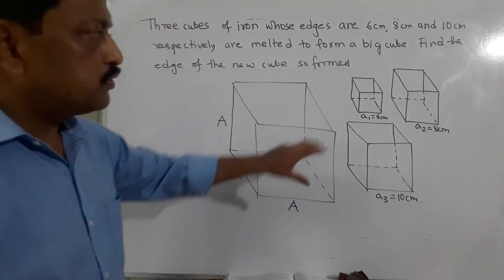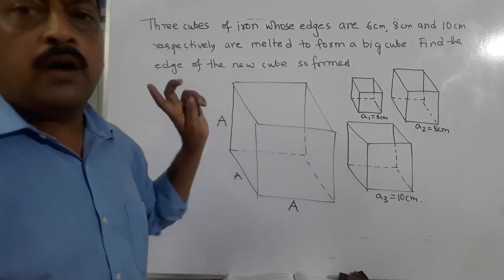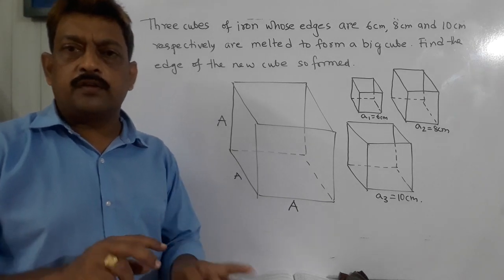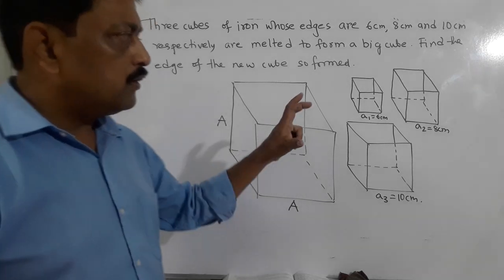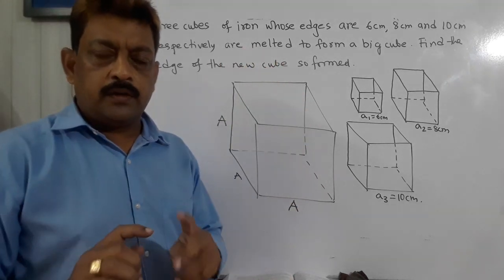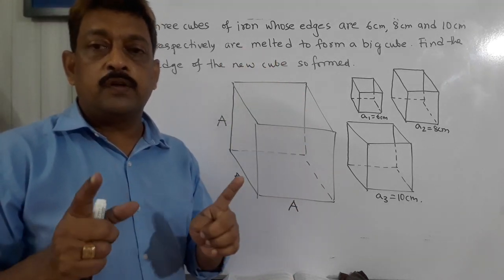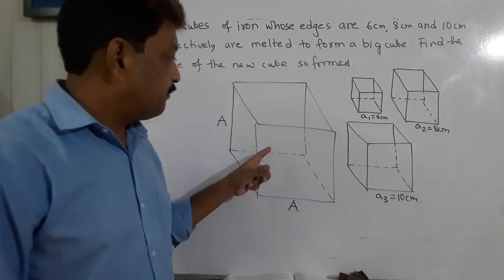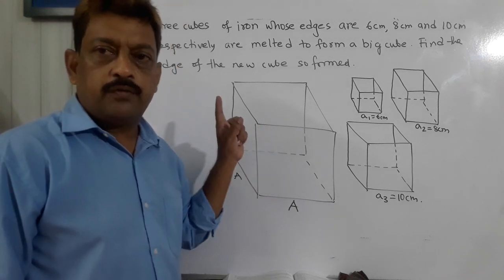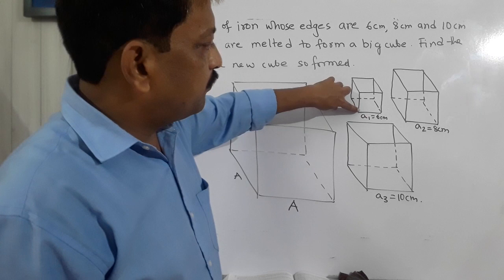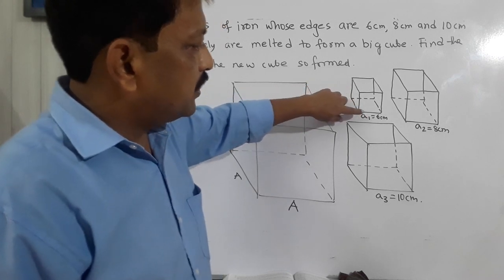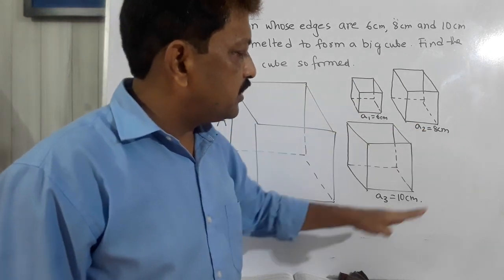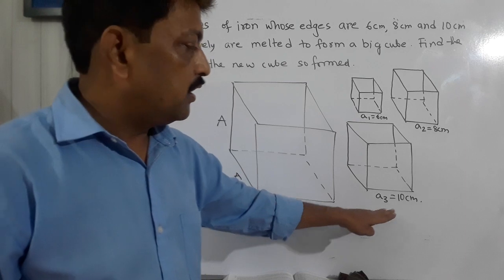Understood? So this is the situation. These three cubes are melted together to form a big cube. Okay. Now here is also a case of transformation of shape. Small cubes are melted to form a big cube, and during transformation of shape we all know the volume remains constant. So here the volume of all these three cubes will be the same as the volume of the big cube. Understood? So I have taken the length of each side of the small cube as A1 equal to 6 centimeter. The second cube A2 is 8 centimeter and the third cube A3 is 10 centimeter.